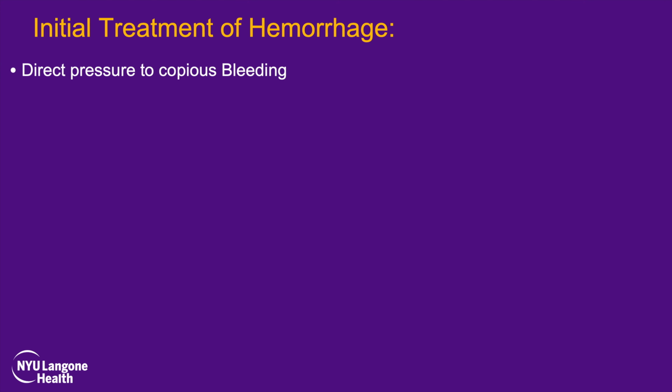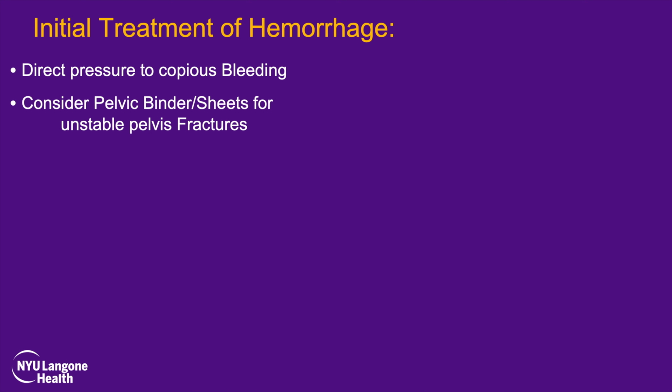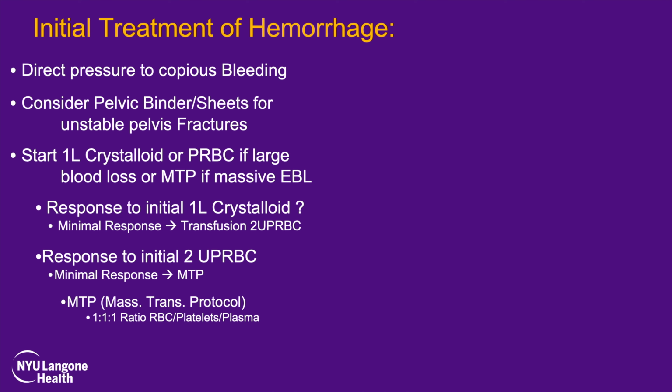So what's our initial treatment of hemorrhage? Obviously, direct pressure to bleeding wounds. I'm going to consider pelvic binders or sheets for any unstable pelvis. And I'm going to start crystalloid. It's probably been started in the field. If it's not, it's going to start in the ER. We're going to see what the response is to that.